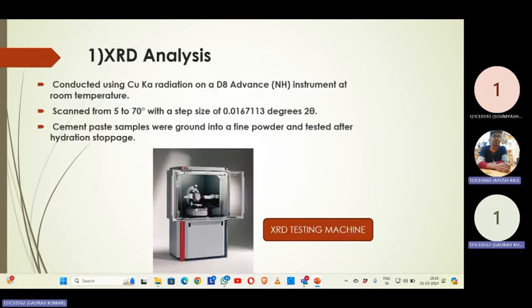XRD analysis. XRD analysis is conducted using CuKα radiation on a D8 Advance instrument at room temperature. A scan from 5 to 70 degrees with a step size of 0.016113 degrees 2θ. Cement paste samples were ground into a fine powder and tested after hydration stoppage. Next slides.